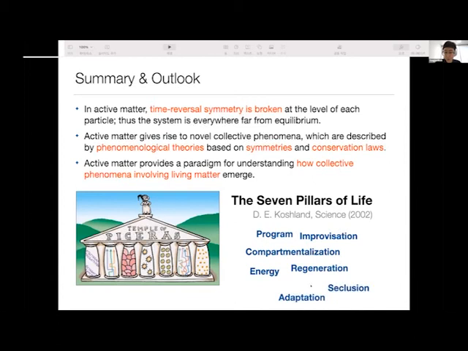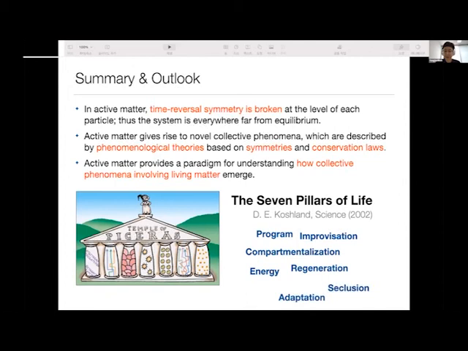And also you have this adaptation, which is not at the level of genes, but at the level of keeping your body condition the same despite the changes in the environment. And of course, there's also the seclusion aspect, which is about how various chemical reactions in your body still happen in their own way without getting entangled with each other.